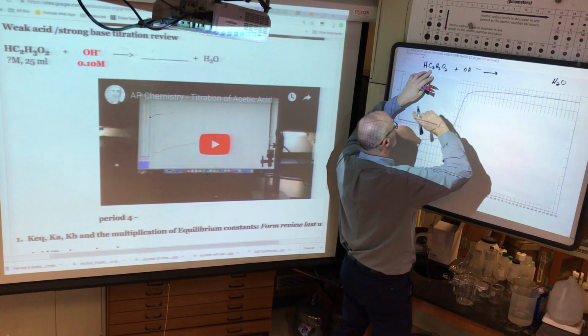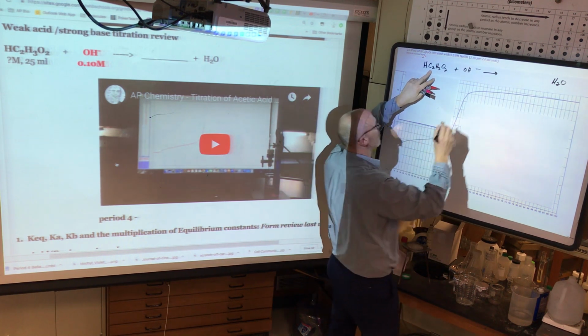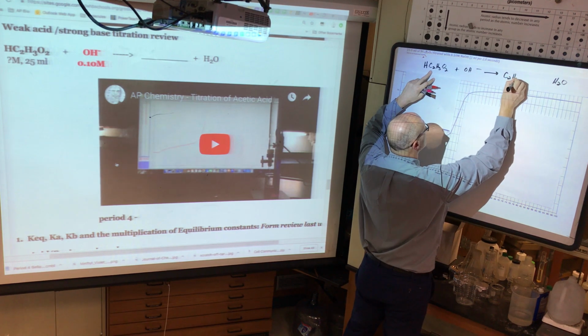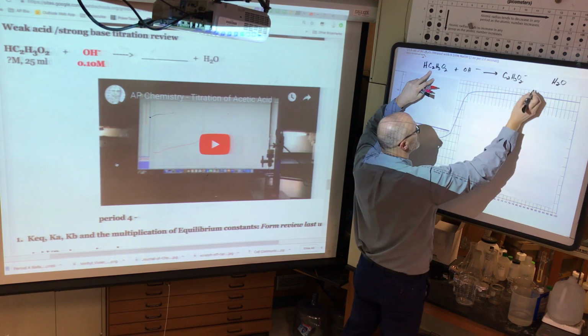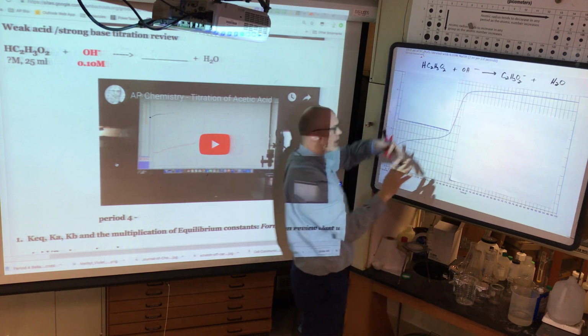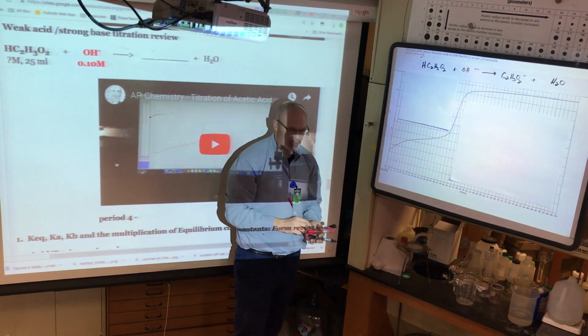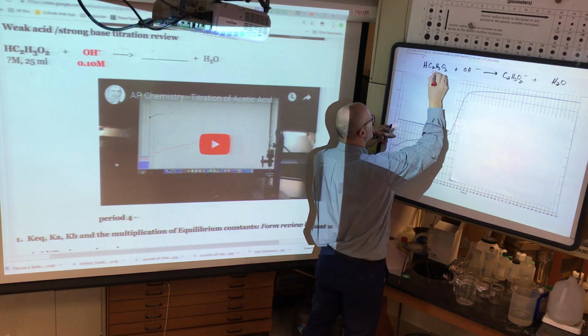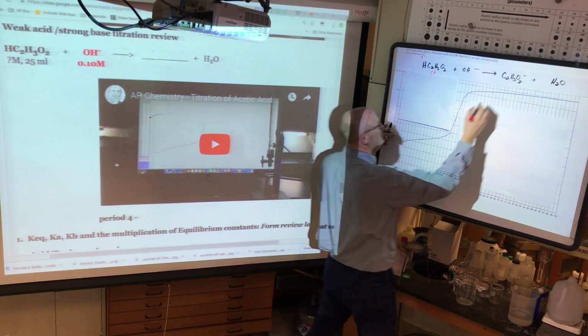But what's remaining, unlike the strong acid, strong base, is a conjugate base that can ionize water. That's going to show its ugly head a little bit in different parts of these points that we go over. So we should know that this is the conjugate acid, the acetic acid, a weak acid, and this is the conjugate base.